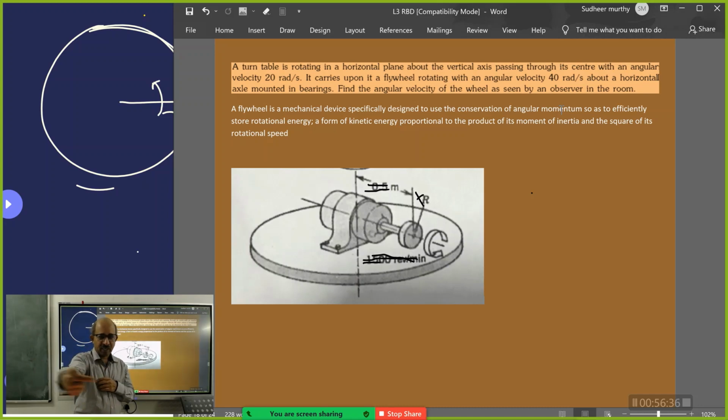If you are seeing the person running like this, what is the velocity of that person with respect to you? This velocity. Now forget this. You see another person running towards you. What is the velocity of this person running towards you?